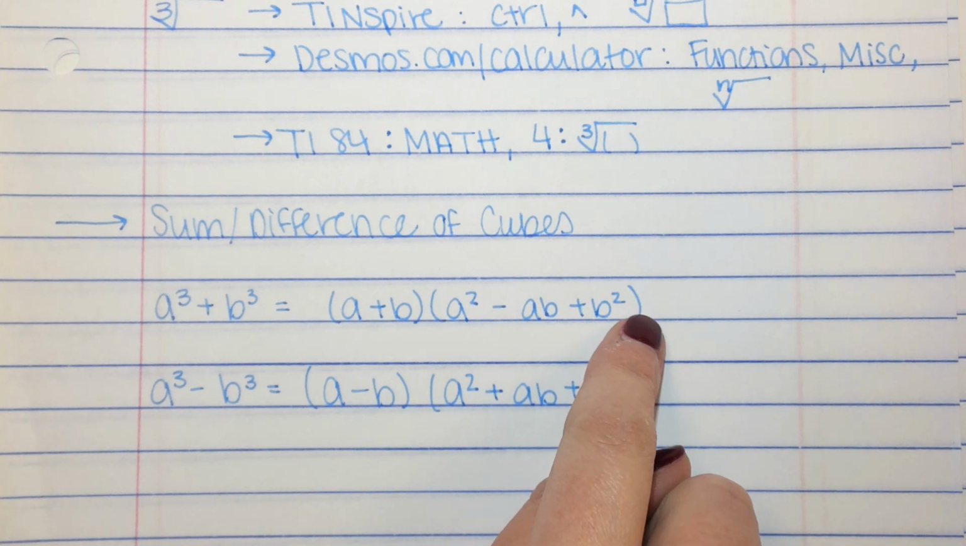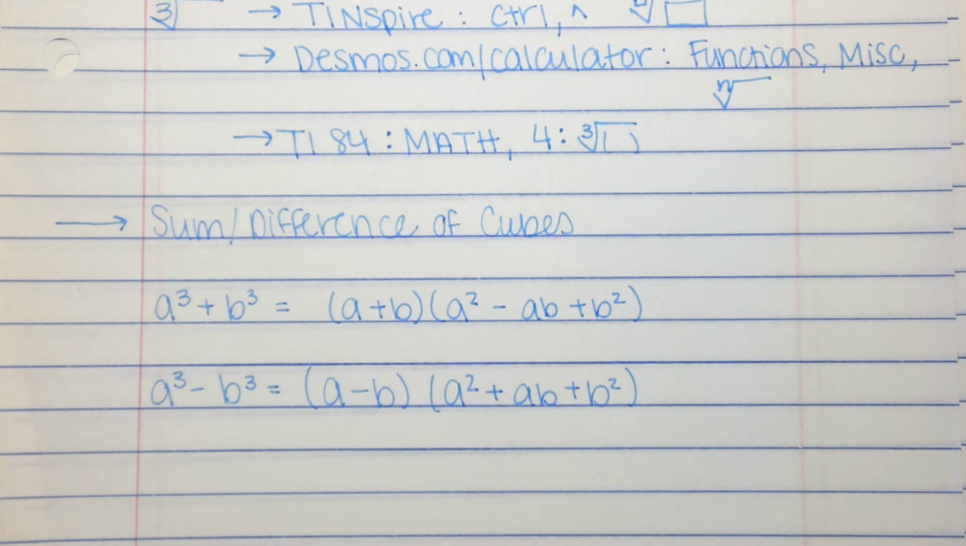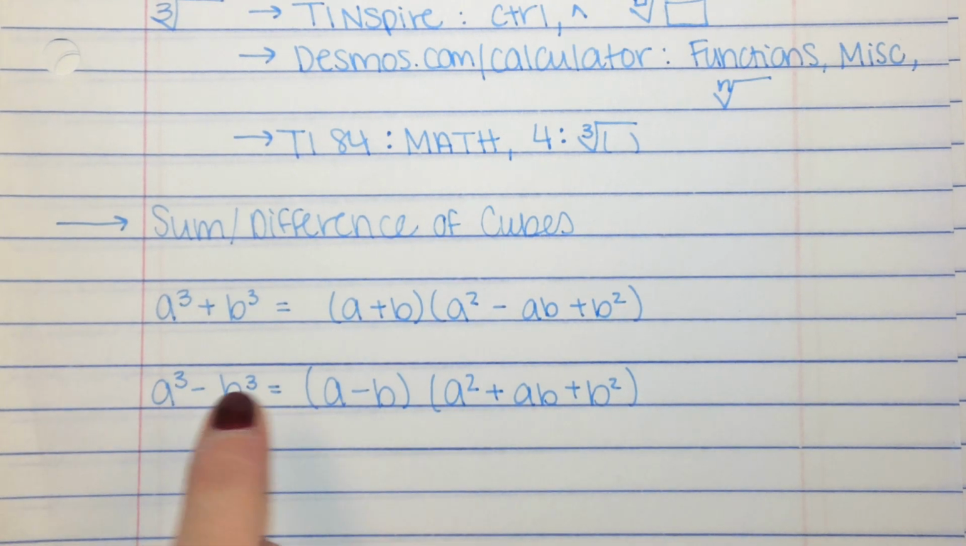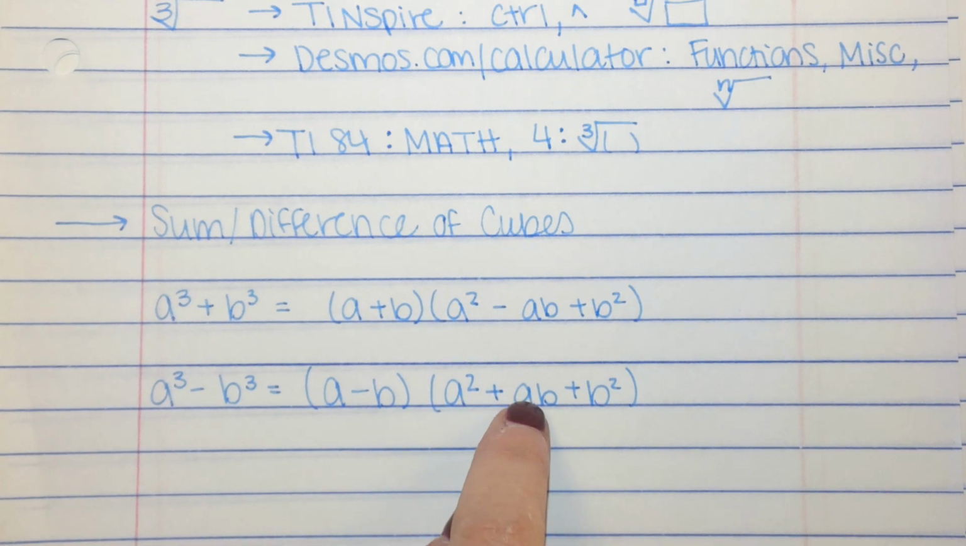So when we look at some examples, we're going to look at what we're given, identify a and identify b, and then we're just going to plug them in, okay? And then for subtraction, if you have a cubed minus b cubed, the first quantity is a minus b, and then it's a squared plus ab plus b squared. That's very, very similar to our shortcut for squaring a binomial, okay? It should look similar to you. But like I said, this is a little bit different.